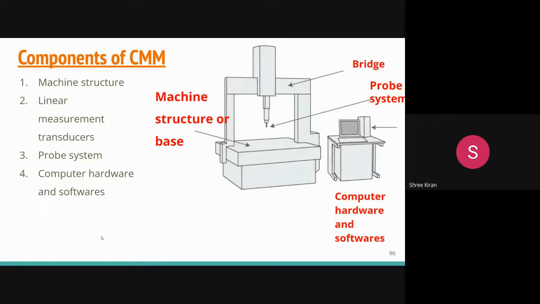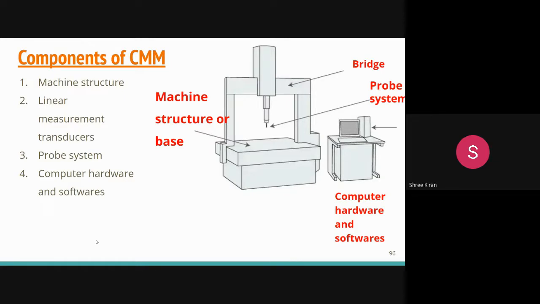Commonly used are stainless steels, glass, etc. So all these are the components which are used. So you know the purpose of a linear measurement transducer: to have correct measurements for the measuring system. Then we have a probe system, or probing system.